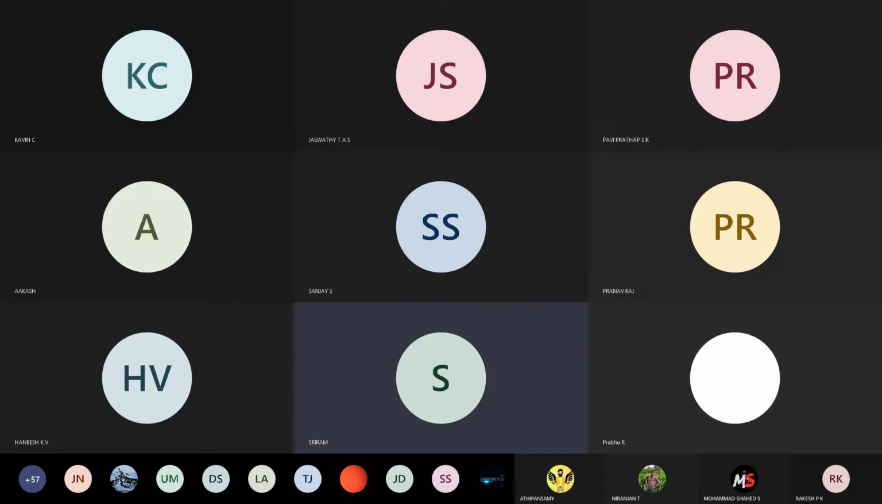Next to Harish R. Akshaya K. Akshaya K. Akshaya.